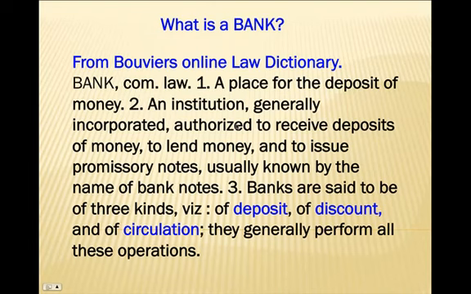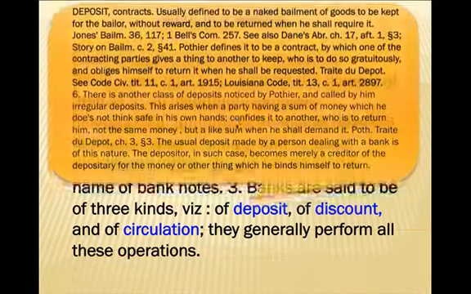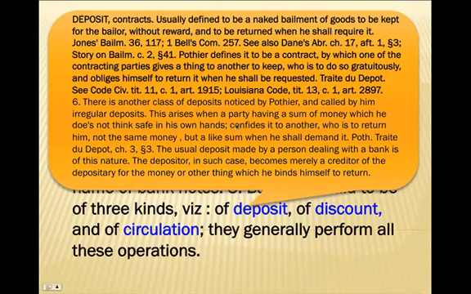Number two, it's an institution generally incorporated, authorized to receive deposits of money, to lend money, and to issue promissory notes, usually known by the name of banknotes. Banks are said to be of three kinds: deposit, discount, and circulation, but they generally perform all three of these operations. So now let's just look a bit further at what a deposit is.